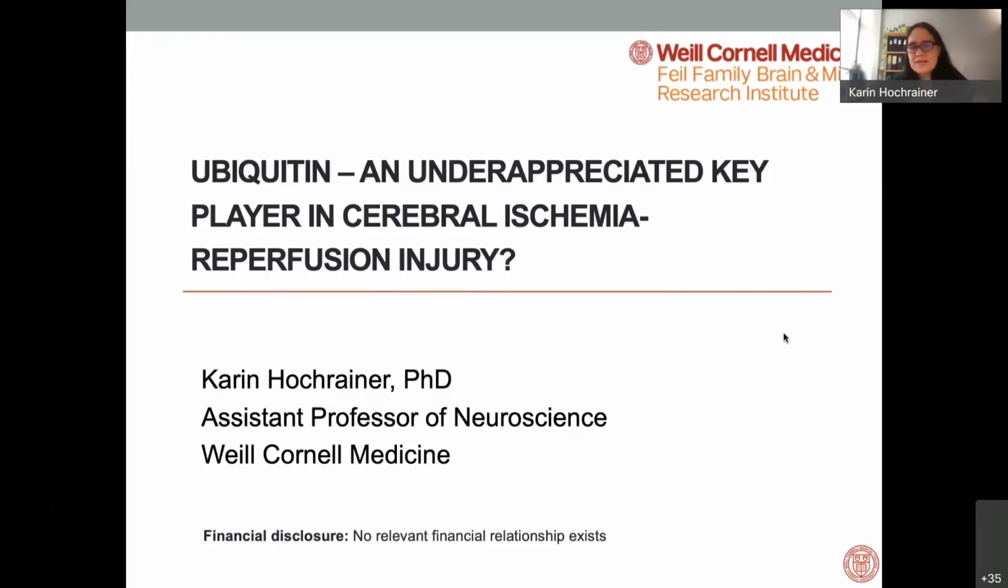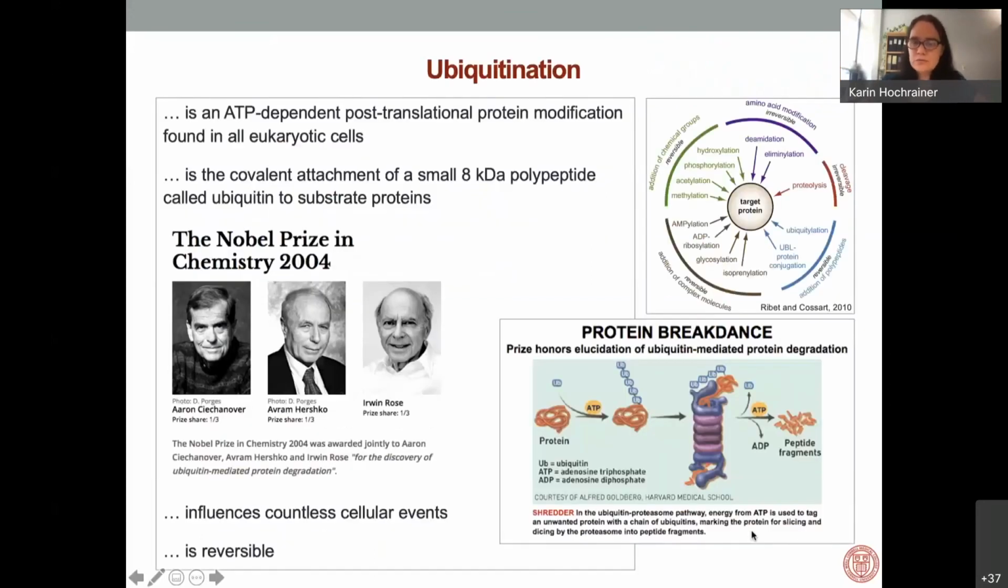My lab is interested in a post-translational modification called ubiquitin or ubiquitination and its role in ischemic stroke. In particular, does ubiquitination affect the outcome of the ischemia? This is all with the idea to, in the end, maybe discover a new therapeutic target that we can use for stroke therapy. So I'm going to start out by describing what ubiquitination is.